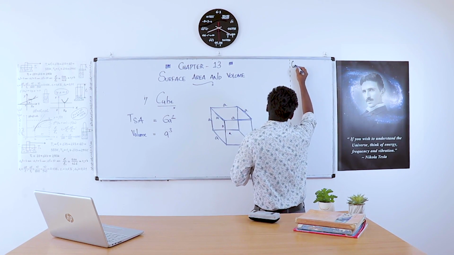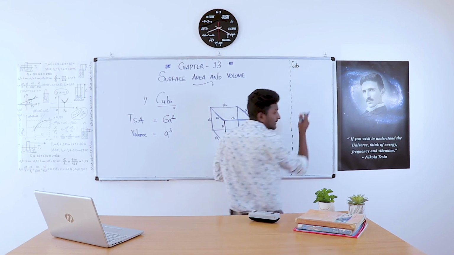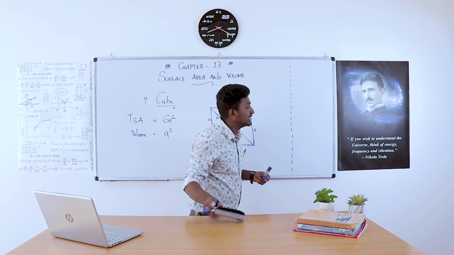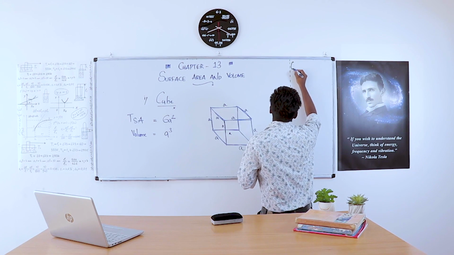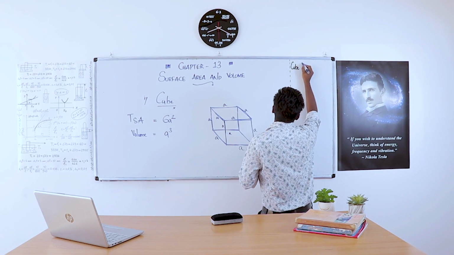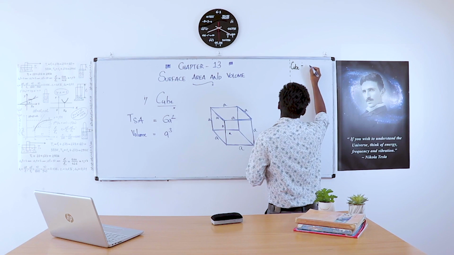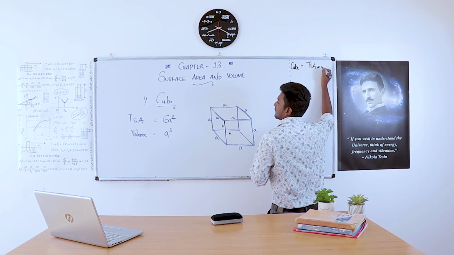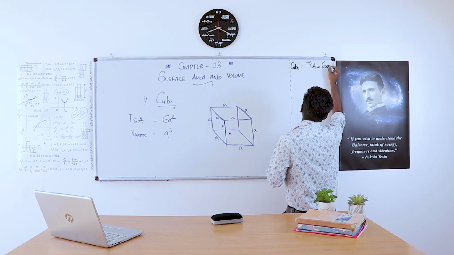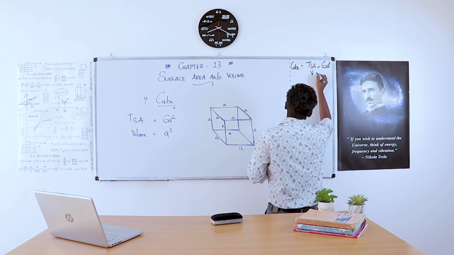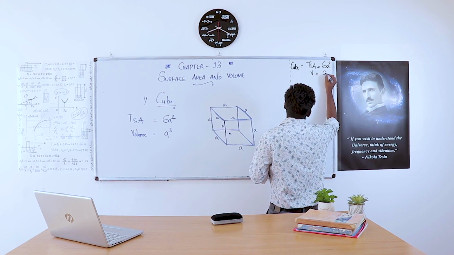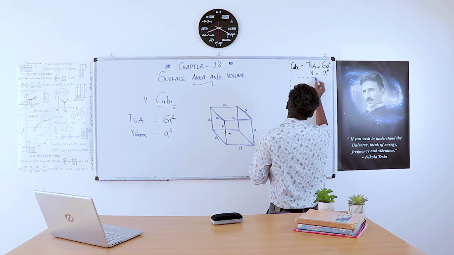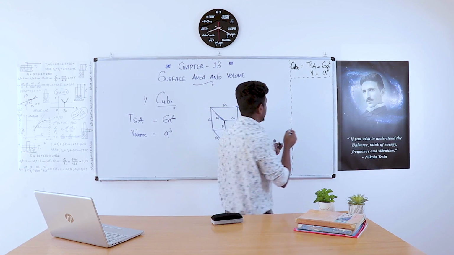So the first shape is a cube. I am noting it. Till the last portion of the chapter, I am writing all the equations here. For a cube, the total surface area is equal to 6a square. Volume is equal to a cube. Okay. This is our first shape.